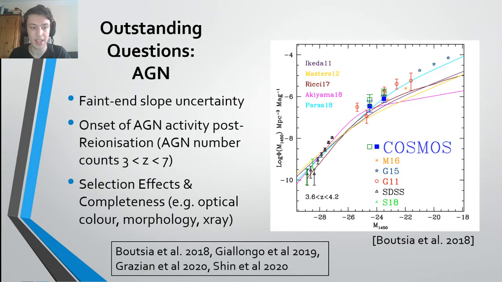On the side of the AGN, there remains significant debate on the slope of the faint end of the AGN luminosity function, mapping the rise in AGN number counts between redshift 7 through to 3, and possibly more significant is the questioning of our understanding of our selection criteria and completeness of AGN studies.